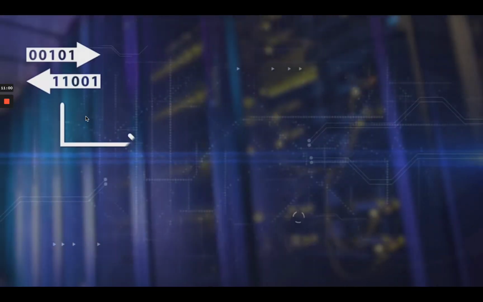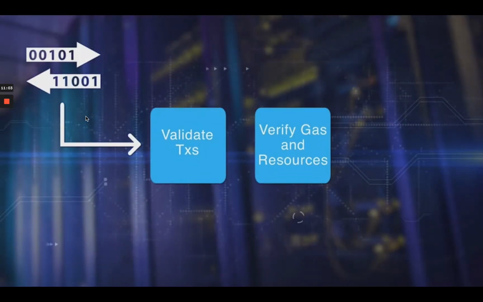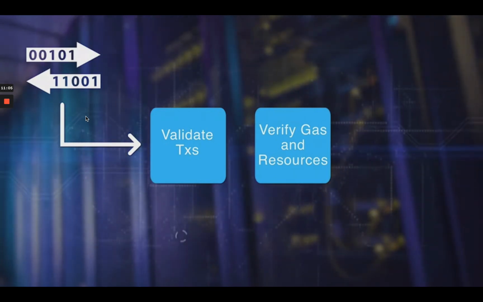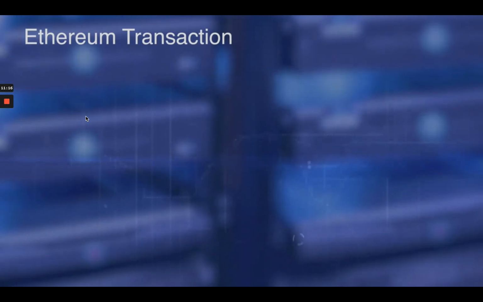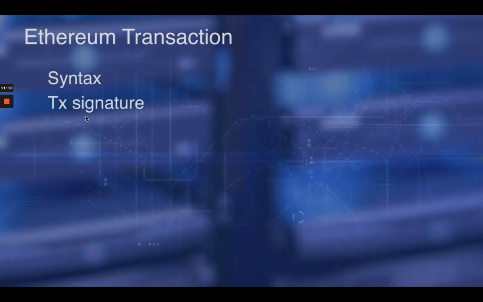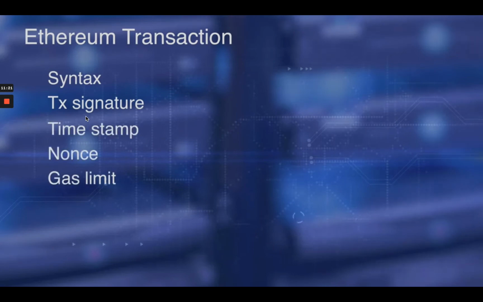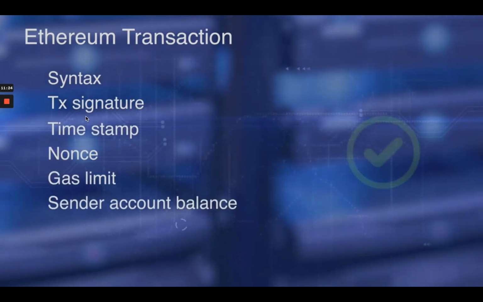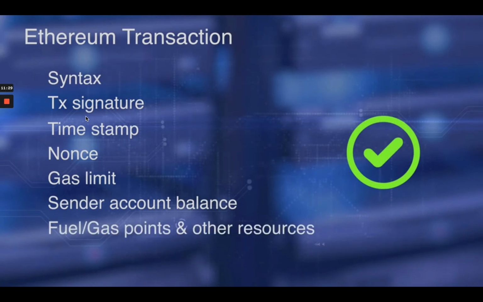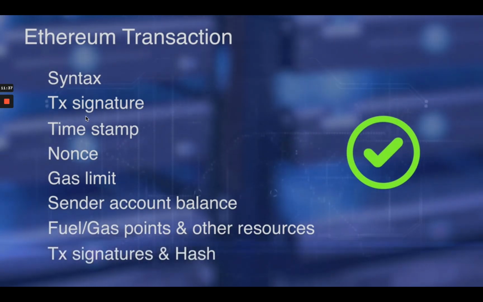Steps 1 and 2 are validate transaction and check resources. In the case of Bitcoin, there are about 20 criteria that are to be checked before a transaction is validated, as discussed in Module 1. Similarly, in the case of an Ethereum transaction, the syntax, the transaction signature, timestamp, nonce, gas limit, and sender account balance are validated before execution. The fuel or gas points and other resources available for smart contract execution are also validated. Transaction signatures and hash are also verified.